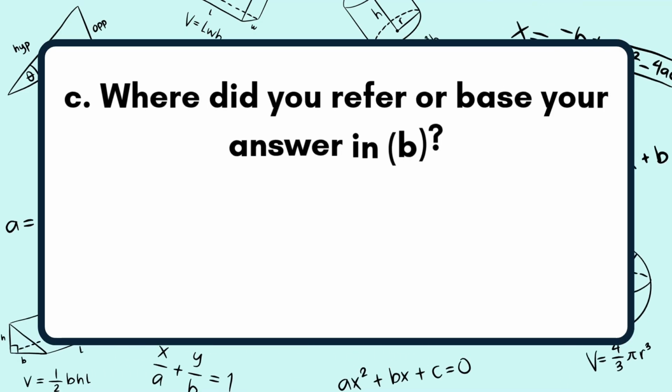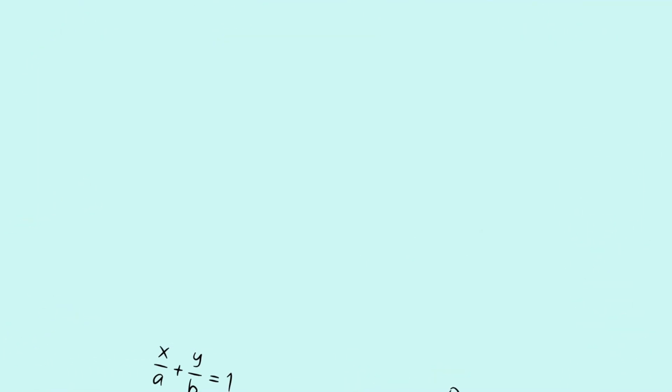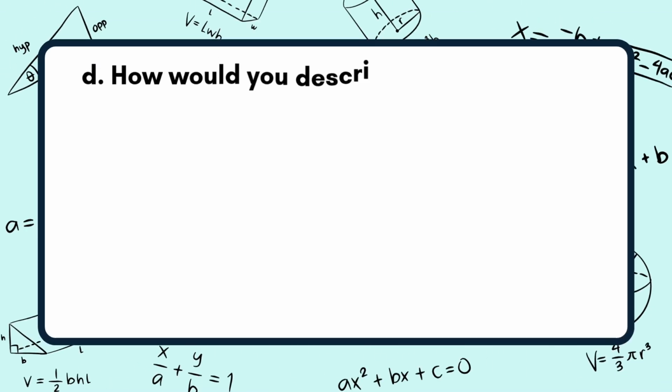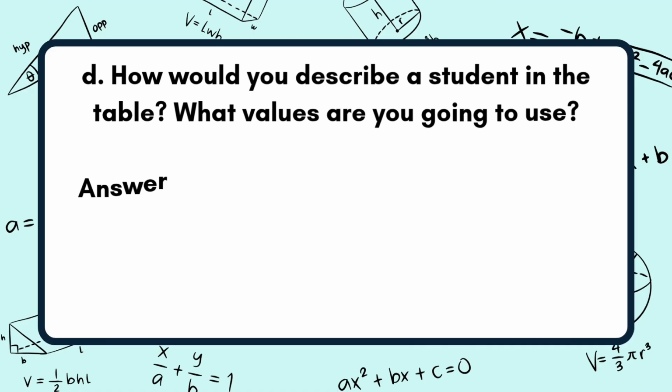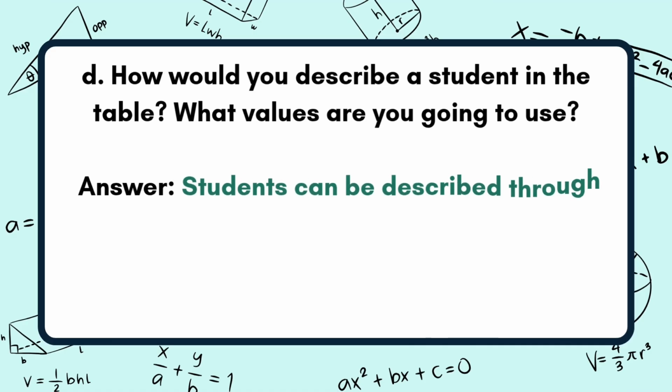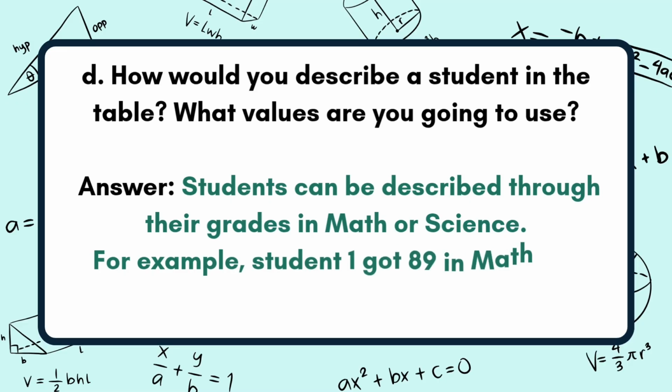Letter C, where did you refer or base your answer in letter B? So from the title of the table. Okay, so how do you describe a student in the table, and what values are you going to use? So students can be described through their grades in math or science. So for example, student 1 got 89 in math and science.